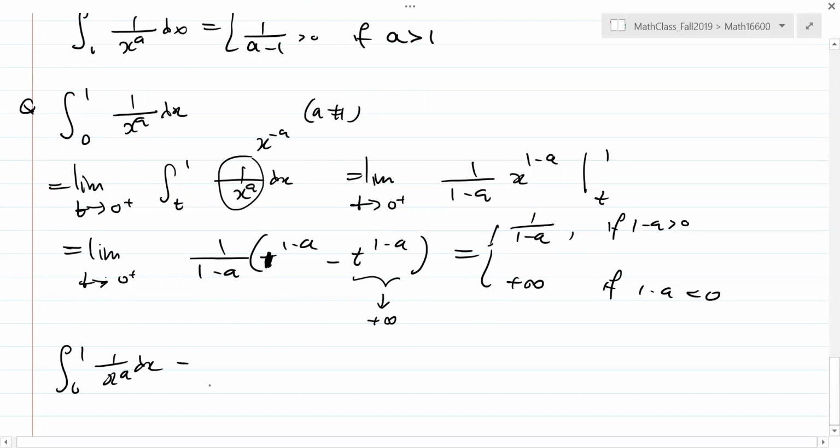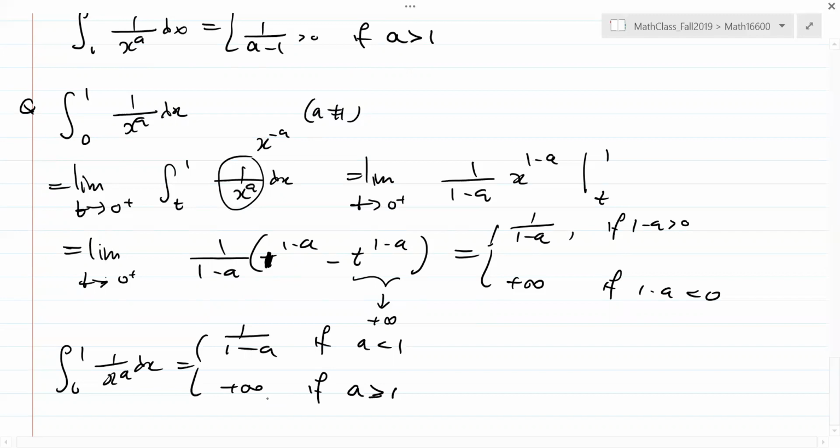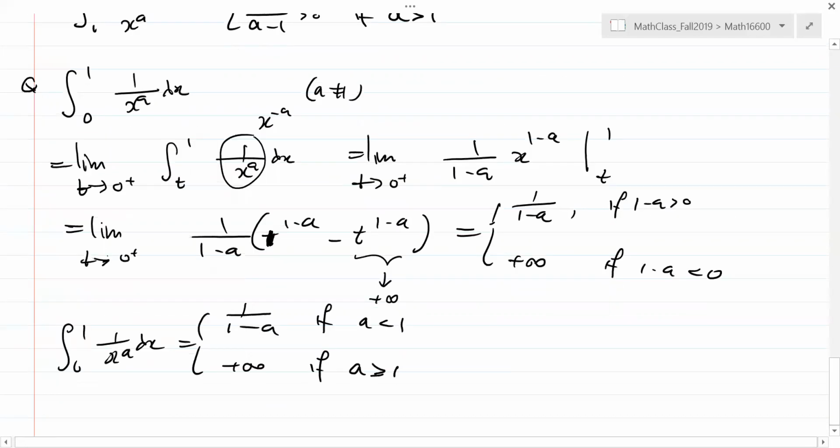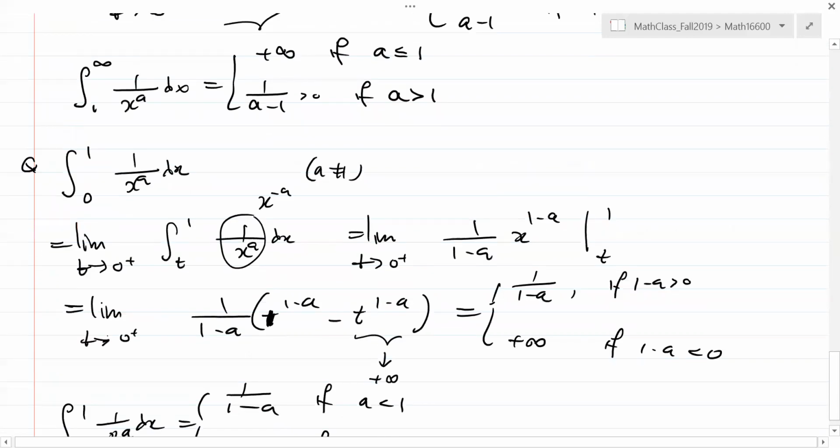When a is less than one, it's fine. If a is greater than or equal to one, then the limit is going to be infinity. We just did that before. When a equals one, we solved the problem earlier. So this is slightly different than the previous one.